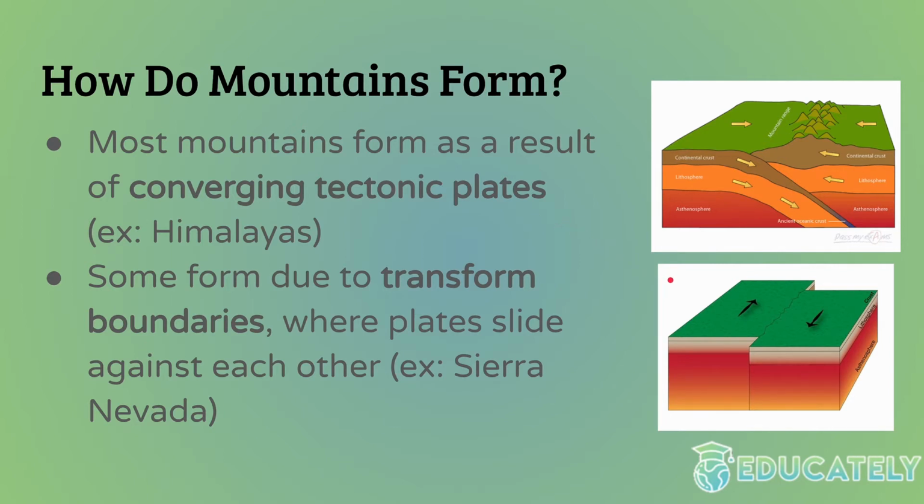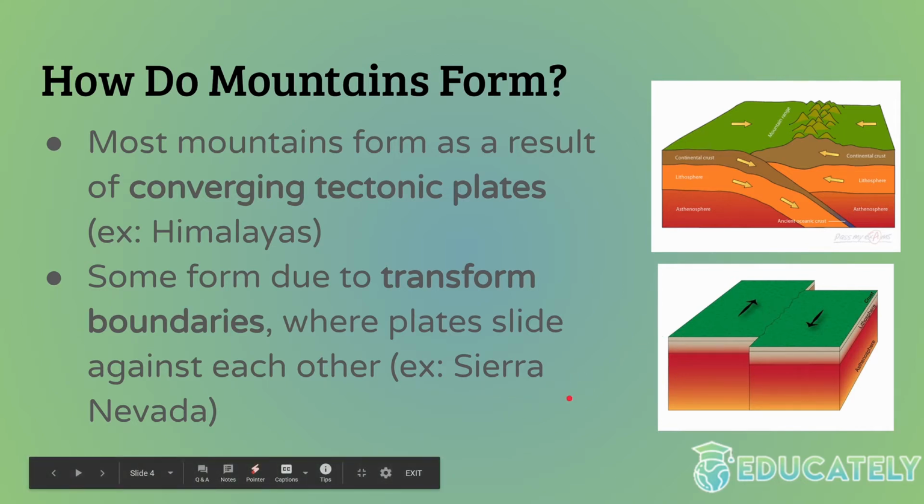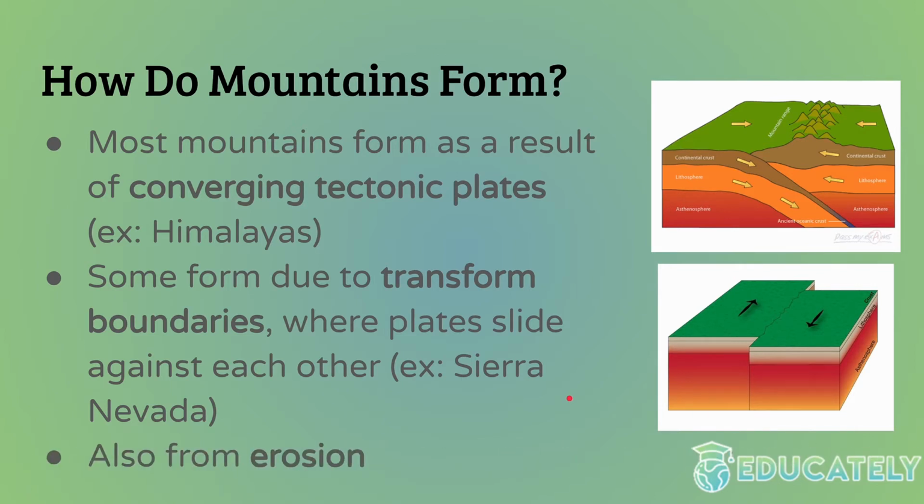Sometimes, though, they form due to transform boundaries, which is when two tectonic plates grind past each other without colliding head on. They just go to the side. Sometimes one of them can, in parts, go over the surface of another in certain areas. An example of a mountain range that's been enhanced by that is the Sierra Nevada range in California.